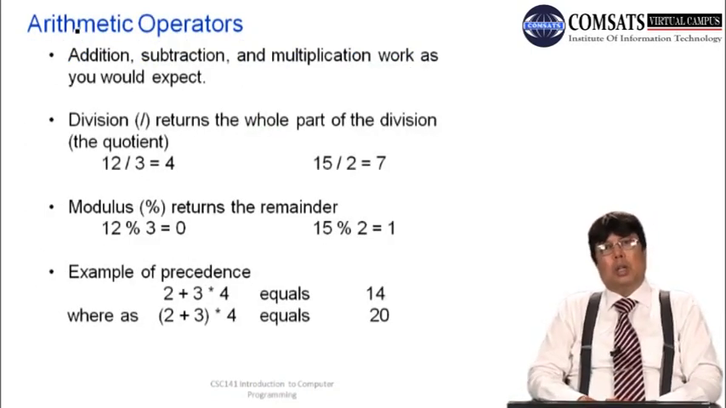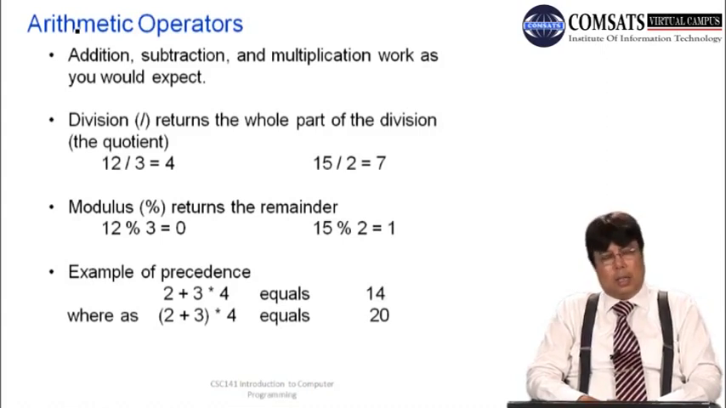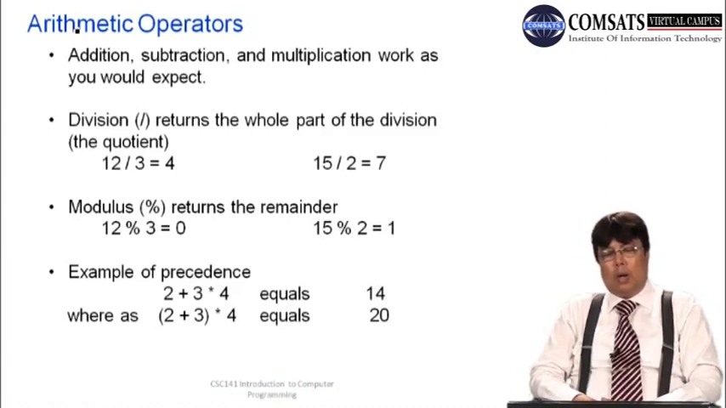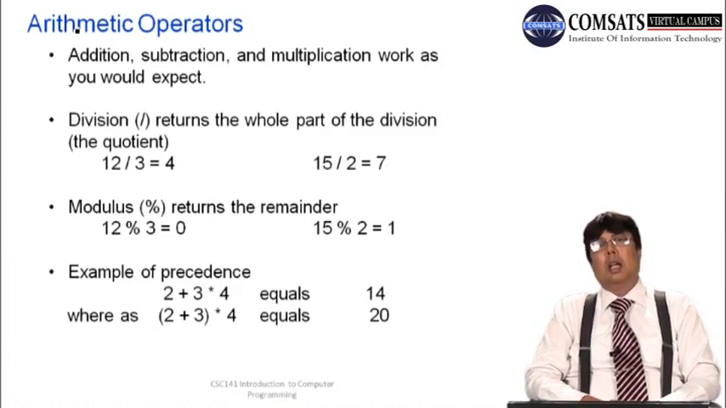Addition, subtraction and multiplication works, you already know that. How do they work? Division को थोड़ा सा रिवाइज कर लेते हैं. The division operator returns the whole part of the division. Whole part किसे कहते हैं? Quotient को. So अगर हम कहें 12 divided by 3, the quotient is 4. So अगर हम 12 divided by 3 करेंगे, the answer will be 4. If we divide 15 by 2, the answer is 7, क्योंकि the quotient is 7.